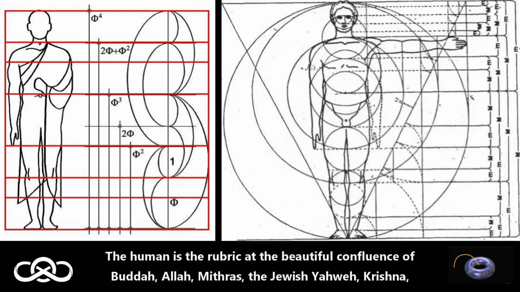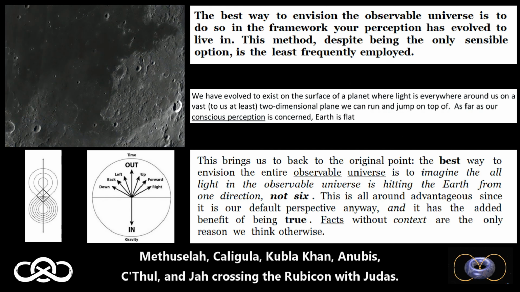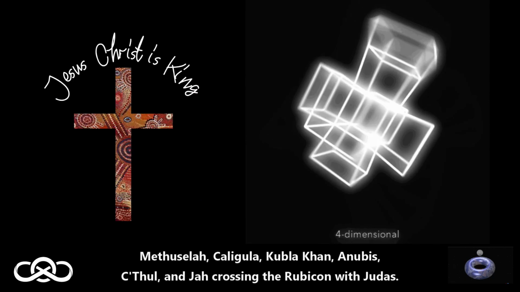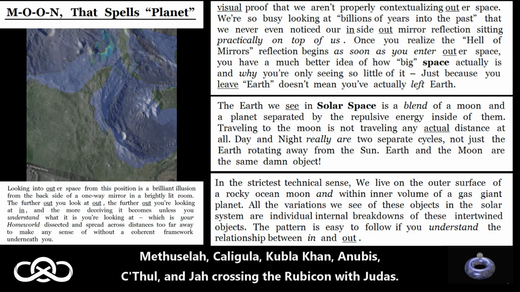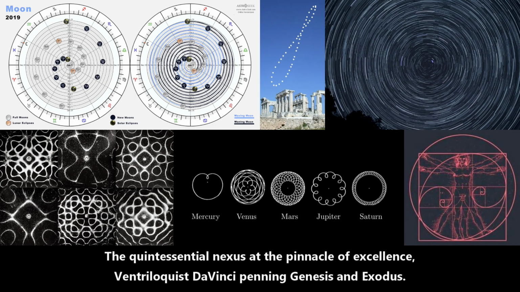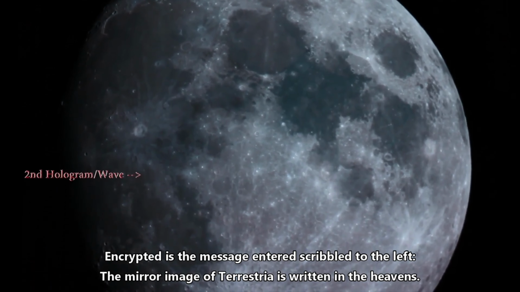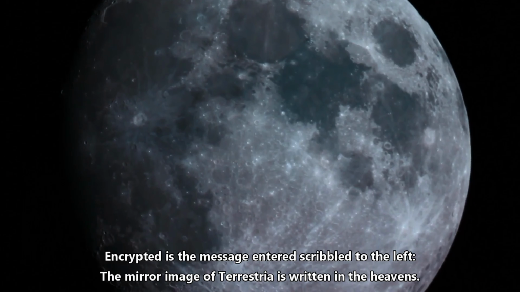The human is the rubric, get the beautiful confluence of Buddha, Allah, Mithras, the Jewish Yahweh, Krishna, Methuselah, Caligula, Kubla Khan, Anubis, Cthulhu, and Jah, crossing the Rubicon with Judas, the quintessential nexus at the pinnacle of excellence. Ventriloquist, Da Vinci, pen in Genesis and Exodus, encrypted is the message, inches scribbled to the left. The mirror image of terrestrial is written in the heavens.